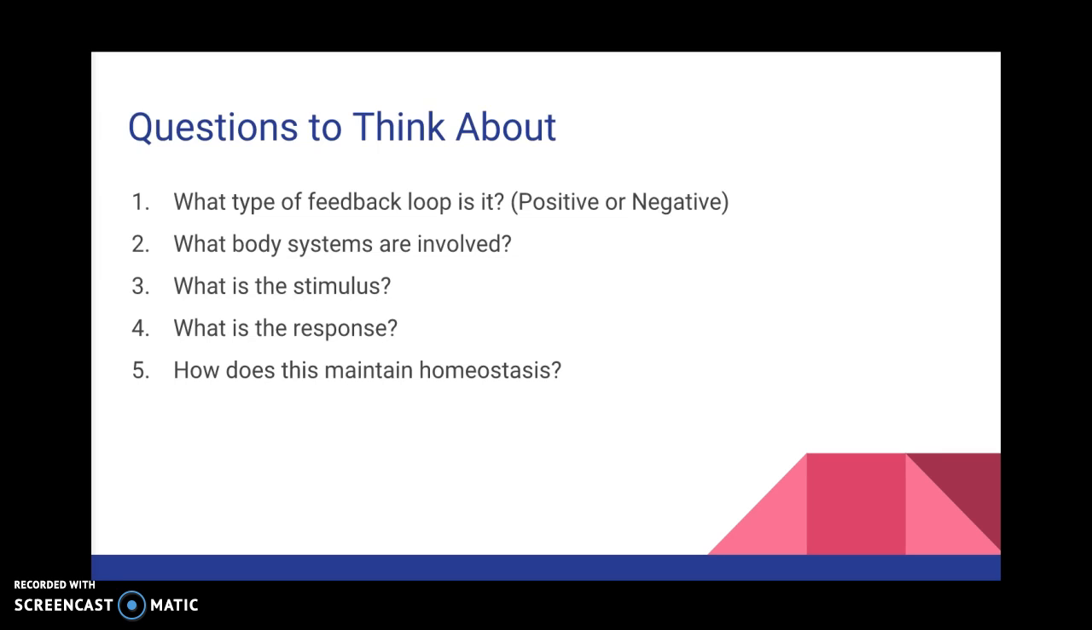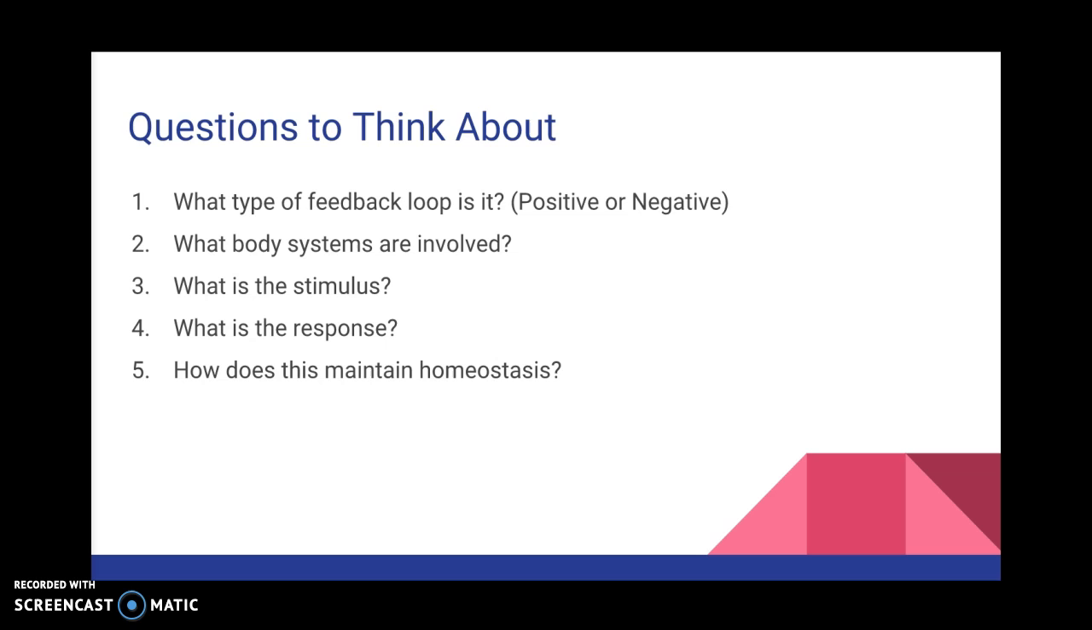When you go through scenarios or examples of feedback in the human body, these are some good questions to think about. Right, so number 1, what type of feedback loop is it, positive or negative? Just like we did with those two examples, the first thing you're going to want to do is actually answer number 3 and 4 here. So identify the stimulus, identify the response, and that way you can see if the response increases or decreases the stimulus. Another good thing to think about is number 2, what body systems are involved.